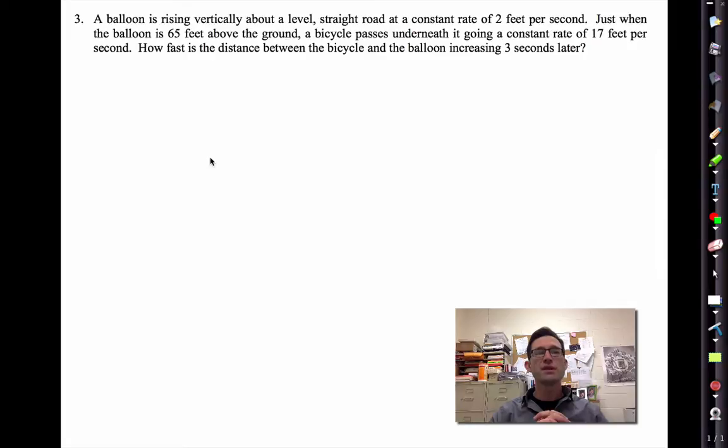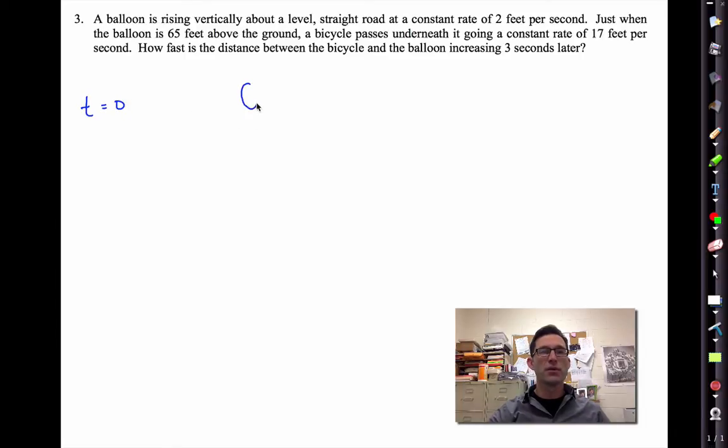Just when the balloon is 65 feet above the ground, a bicycle passes underneath it going at a constant rate of 17 feet per second. How fast is the distance between the bicycle and the balloon increasing 3 seconds later? It is really important to work through what is going on in this problem before you try to solve the related rates. And the interesting thing about this problem is that there's really 2 moments in time that you have to think about. There's t equals 0.